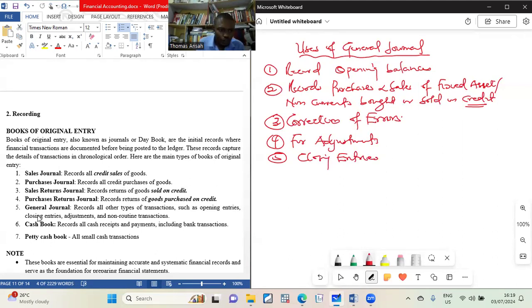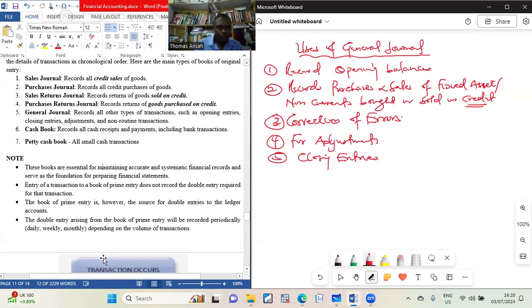Then we have the cash book. So this cash book records everything, whether it is asset or goods, so far as we paid cash. Whatever you receive or whatever you buy, whatever you sell, so far as it is cash, it will go to the cash book. And we have the petty cash for small transactions. All right. So that is that.